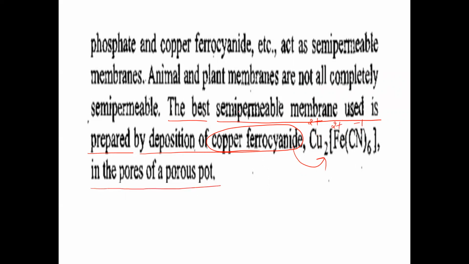The best semi-permeable membrane is prepared by depositing copper ferrocyanide in the pores of a porous pot. If you take one pot like this, the pot has pores on its walls. In these pores, this compound, copper ferrocyanide, is deposited. Now it will be used as the best semi-permeable membrane.